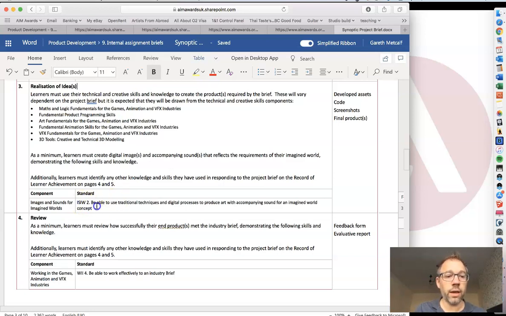So the only one here that must be covered is be able to use traditional techniques and digital processes to produce art with accompanying sound for imagining world concept. So this is the only place where we're assessing that for definite.